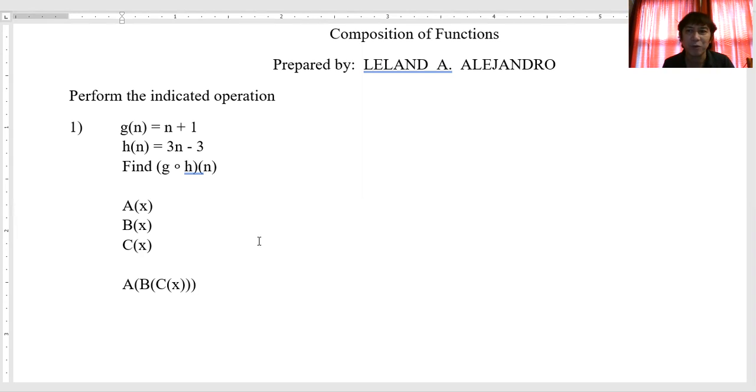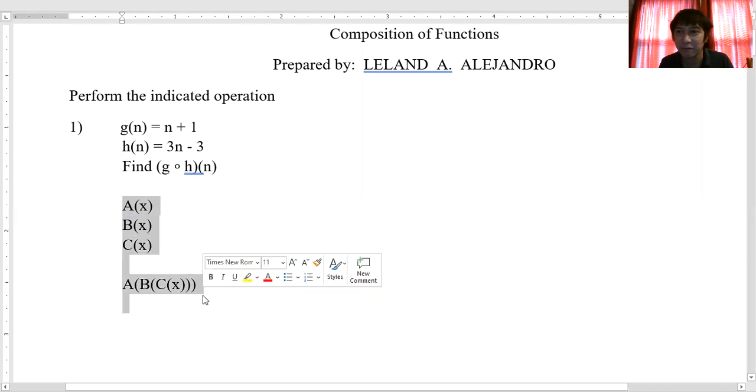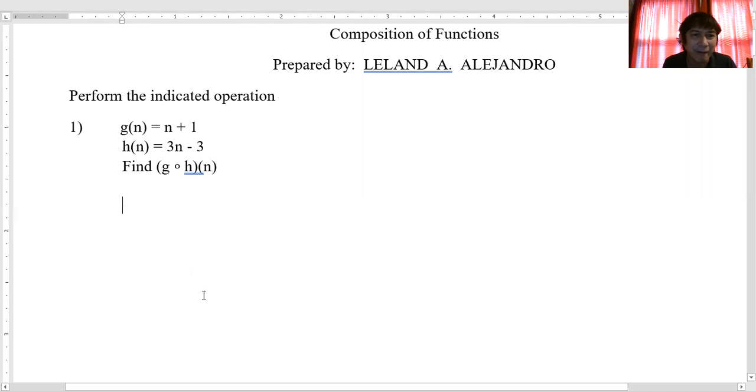Now we will learn through examples. This is for three given functions. For the first number, we only have two, and we shall try to do the first number. The small circle that you see is not actually multiplication. That means the h function is input to the g. All right, let's have the solution.